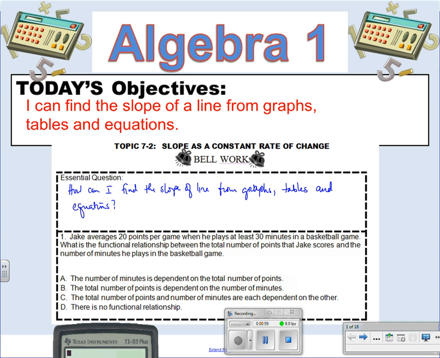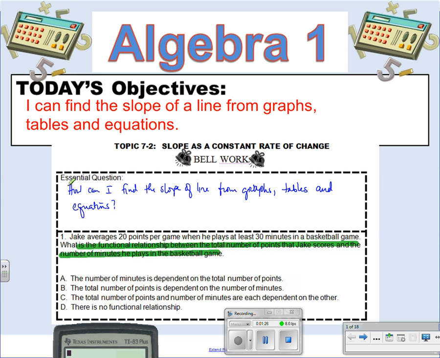Our previous review problems, we have Jake averages 20 points per game when he plays at least 30 minutes in a basketball game. What is the functional relationship between the total number of points that Jake scores and the number of minutes he plays in the basketball game? What we're trying to find again is what's the functional relationship between the total number of points Jake scores and the number of minutes he plays.